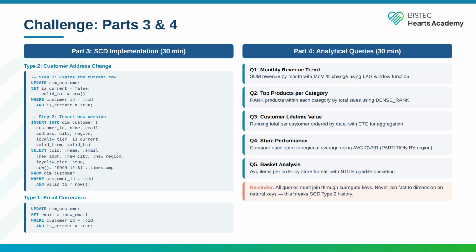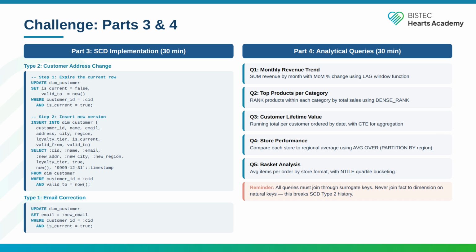First, expire the current row by setting is current to false and valid to the current timestamp. Second, insert a new row with the updated values: is current set to true, valid from set to now, and valid to set to the far future sentinel date. Always wrap both steps in a single transaction.